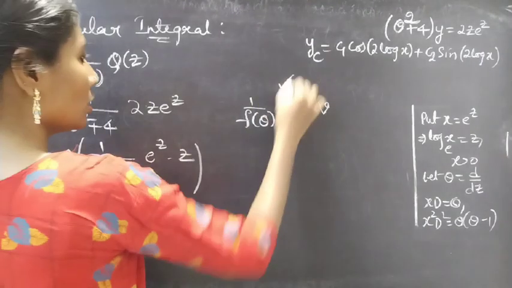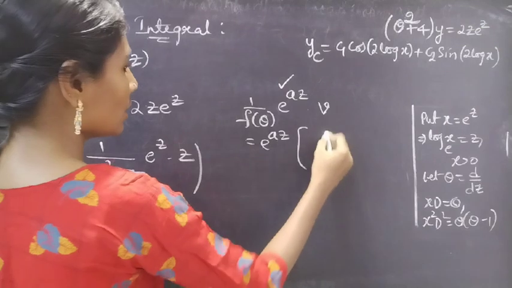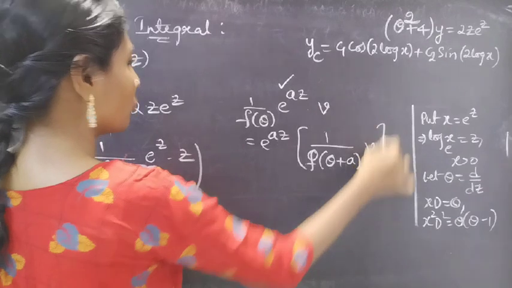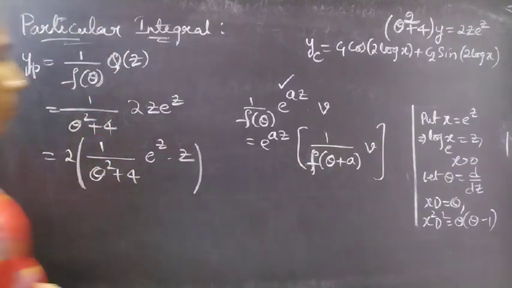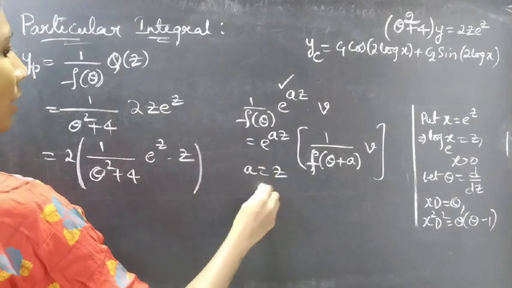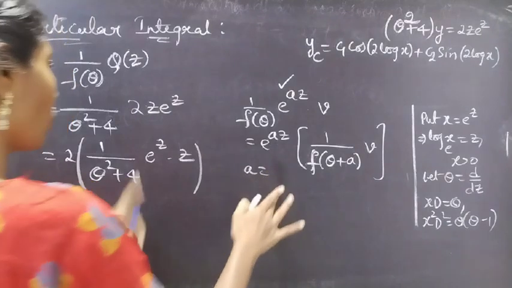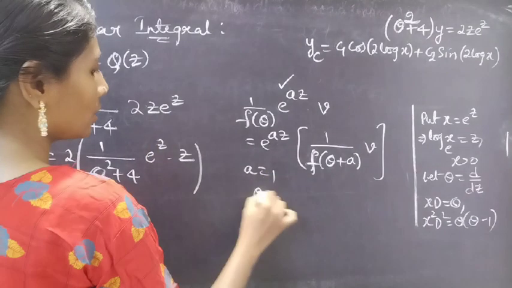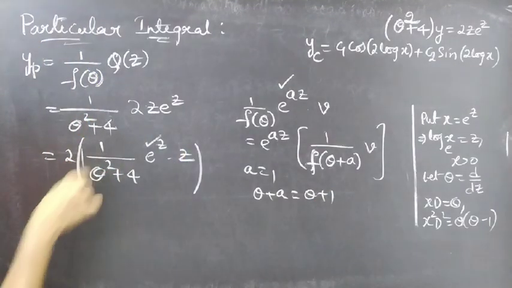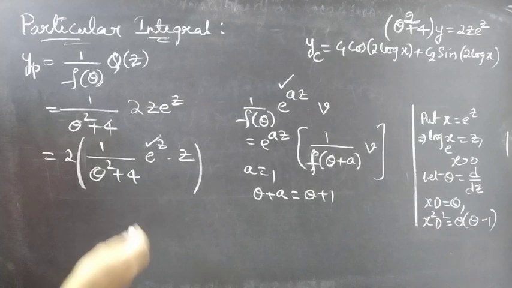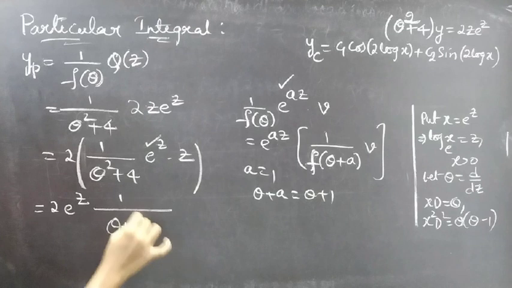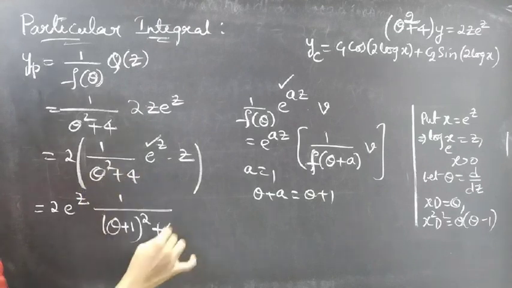Now we'll shift e power az towards left by replacing theta with theta plus a, and later we'll operate v with 1 by f of theta plus a. Now compare e power z with e power az. Then for a equals to 1, we'll find theta plus a, which is equals to theta plus 1. Now shift e power z towards left by replacing this theta with theta plus 1. We'll get 2 into e power z into 1 by theta plus 1 whole square plus 4 into z.